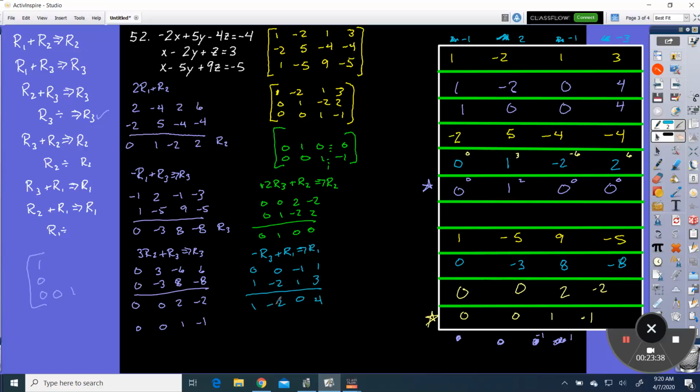So now I need this negative 2 to disappear, and it says row 2 plus row 1. So I'm going to multiply this row 2 all by 2. So I'm going to go 2 times row 2 and add it to row 1, because this is my new row 1. So 2 times all that is 0, 2, 0, 0. My row 1 is 1, negative 2, 0, 4. So I have 1, 0, 0, 4. Okay, and that's my answer. X is 4, Y is 0, Z is negative 1.